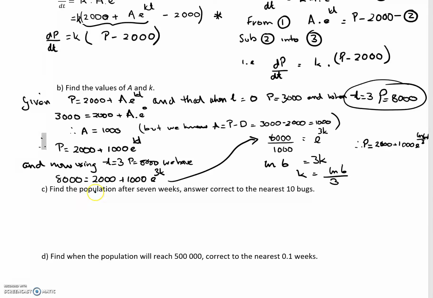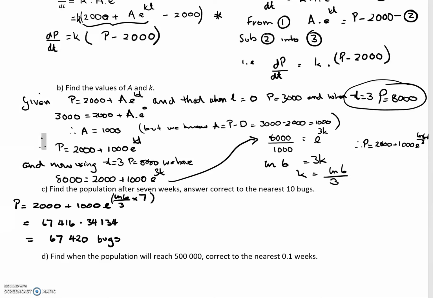So find the population, find P when T is equal to 7, correct to the nearest 10 bugs. Again, I'm going to pause the video and write out that solution. So it's a very simple substitution for T is equal to 7, and then it just becomes a calculator question.